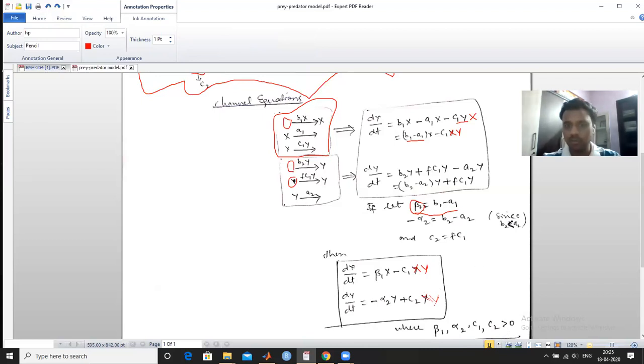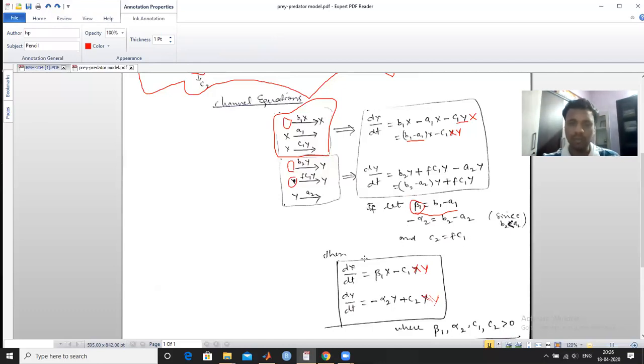All are positive. You can check: beta 1 is b1 minus a1, birth rate is high compared to the death rate, so this is positive. And alpha 2 will be positive, because if you take the negative sign of this one, alpha 2 will be a2 minus b2, and a2 is greater, because death rate is high in this case, so alpha 2 is positive. And C1 is positive, therefore C2 will be positive. So all are positive.